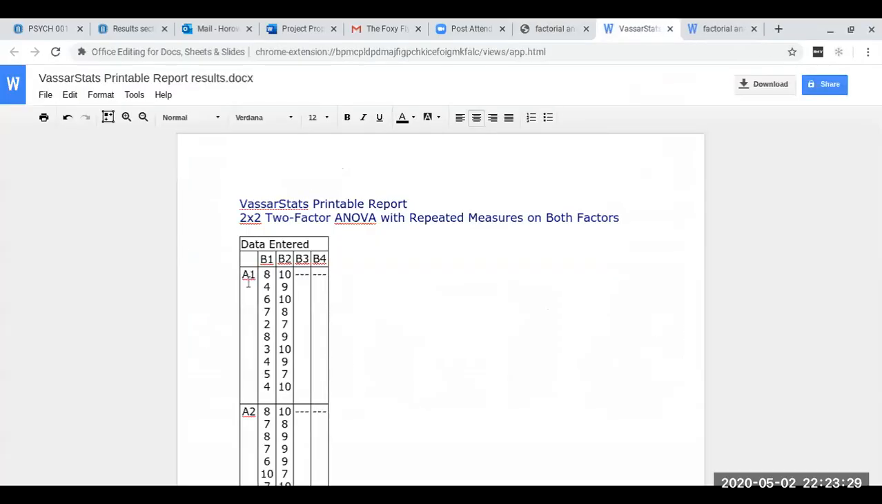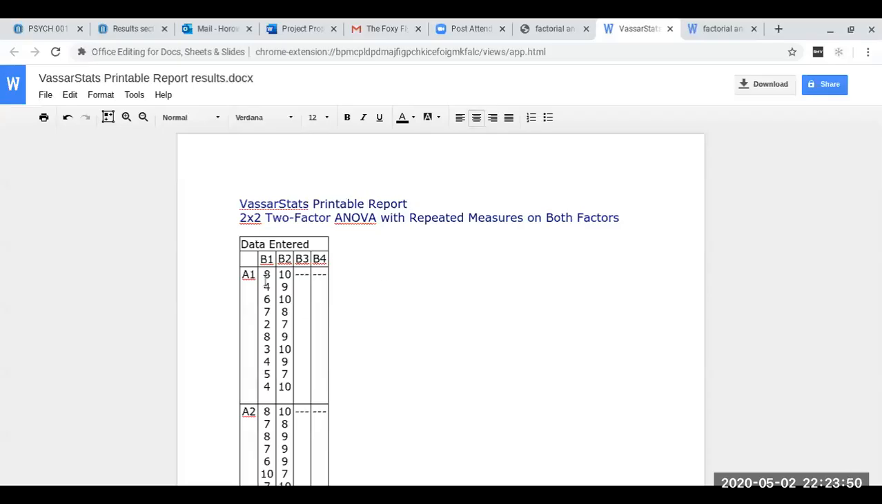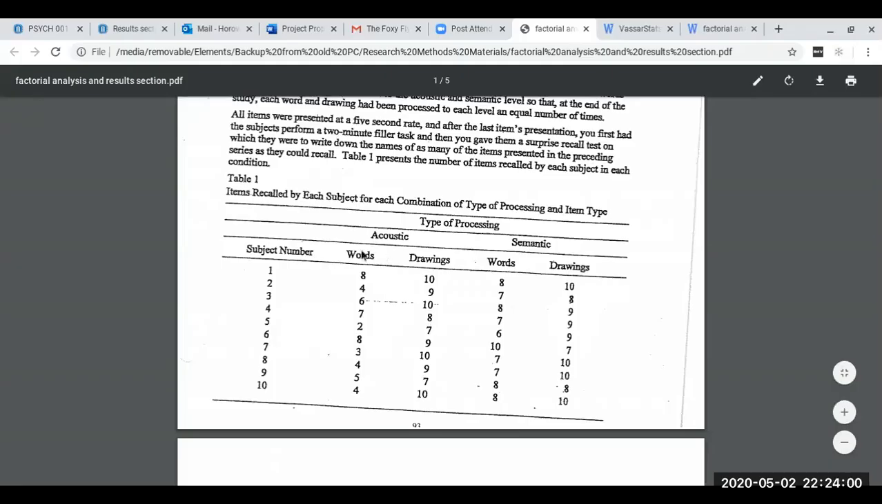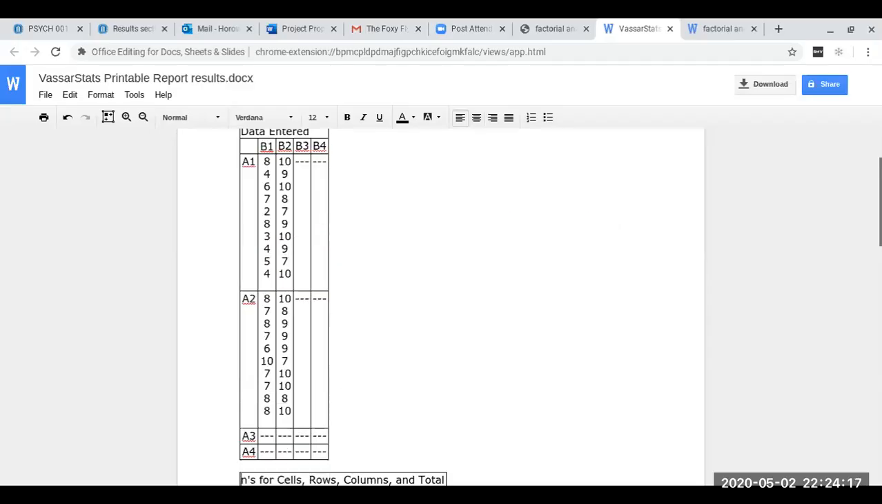So we have A1, B1, and A1, B2. Down here we have A2, B1, and A2, B2, right? Going back and looking at the first row, we would call this A1, B1, acoustic words: 8, 4, 6, 7, 2, 8, 3, 4, 5, 4. Going to the statistics, I entered them exactly like that. The next group would be A1, B2: 10, 9, 10, 8, 7, 9, 10, 9, 7, 10. And I did the same thing for the other two rows.